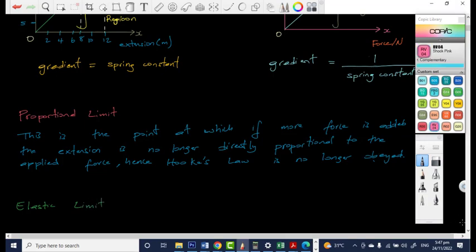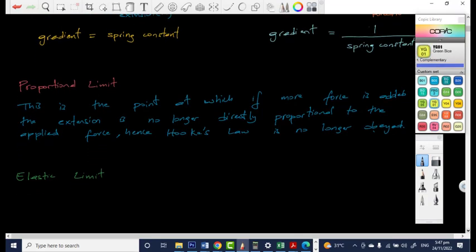Now the elastic limit is very specifically defined. So let's consider it now. We're going to say that this is the point beyond which, if we extend or stretch the spring, the spring will lose what we call its elasticity, or in other words, it's going to lose its ability to return to its original length.